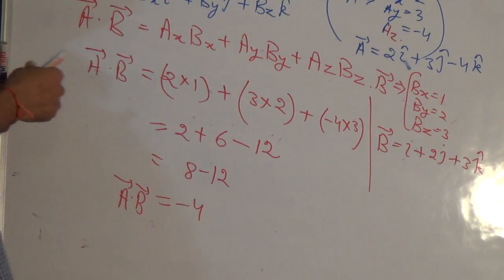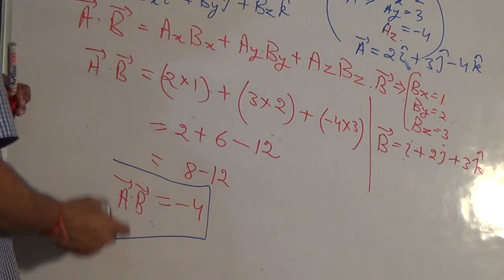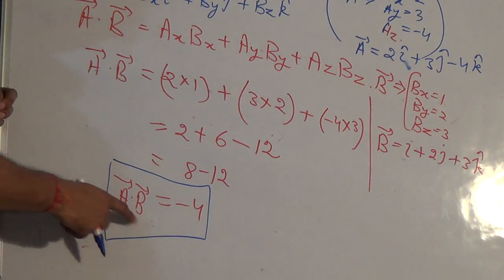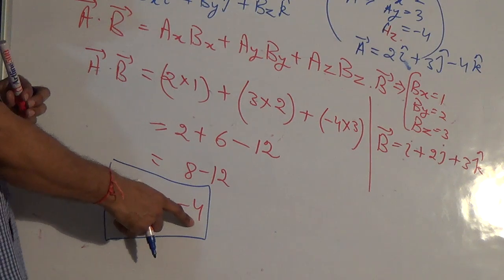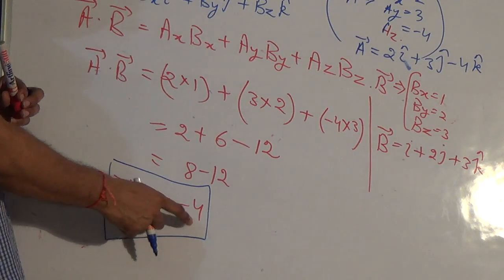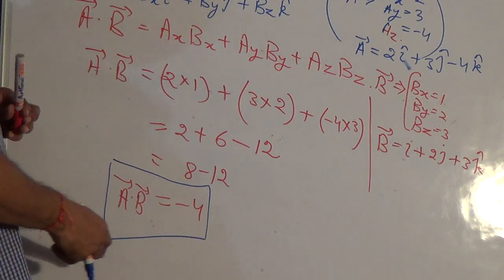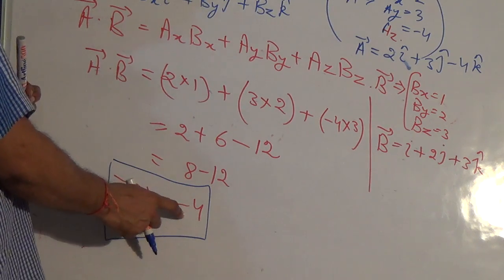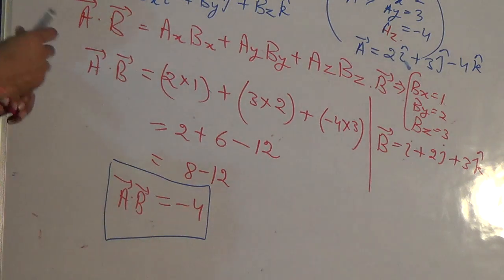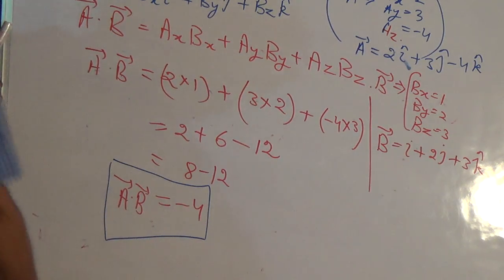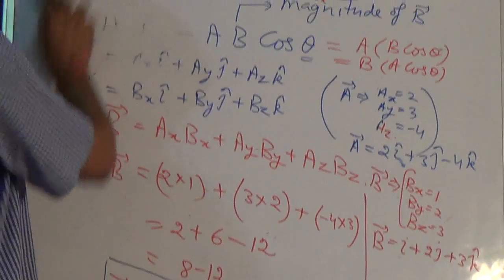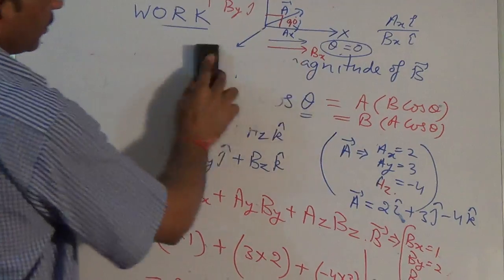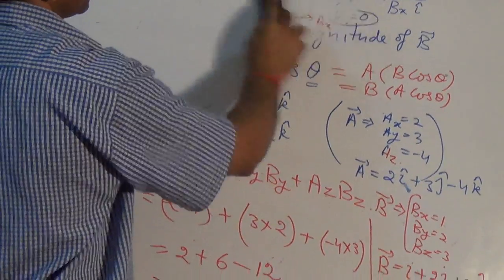So basically, what is a dot b? The result of this scalar product between two vectors is a scalar quantity, and this is magnitude, but with negative sign. This result is coming in negative sign. So we have to check this idea further with the work.